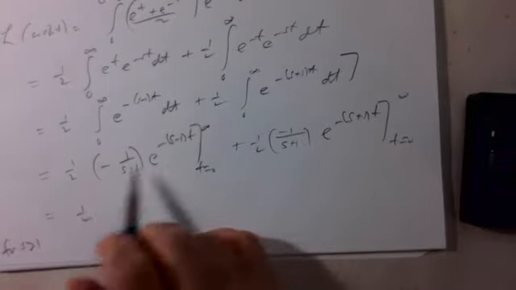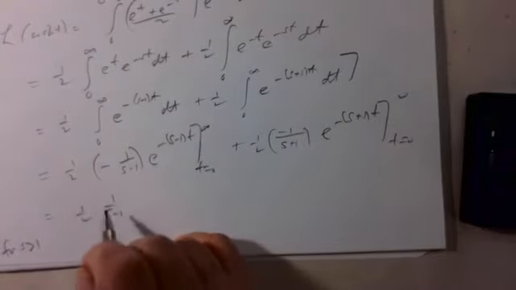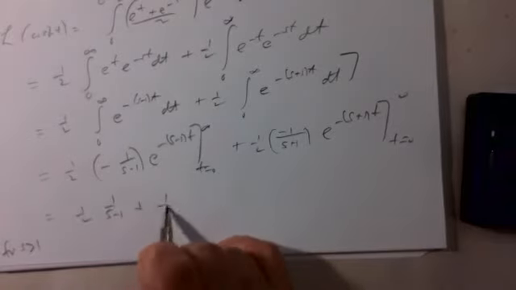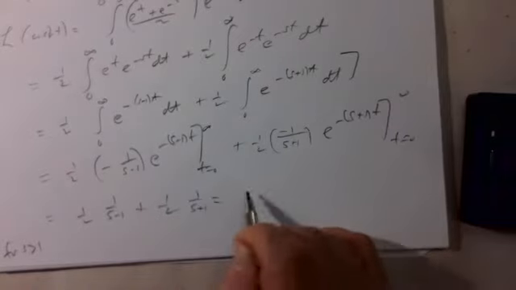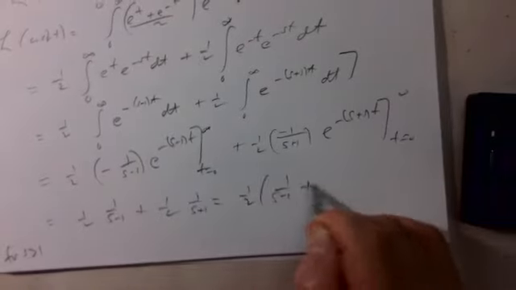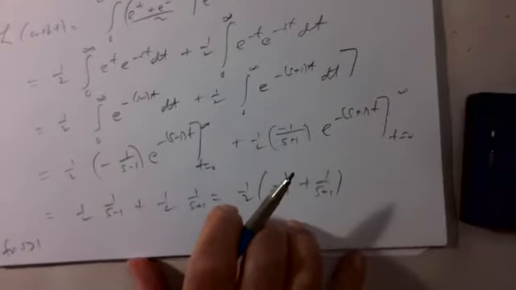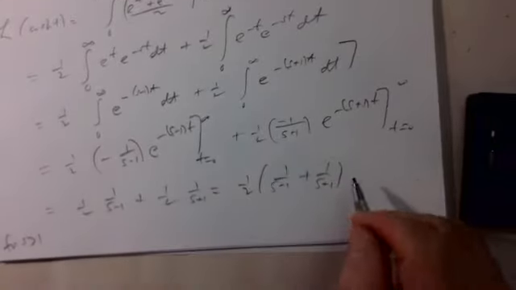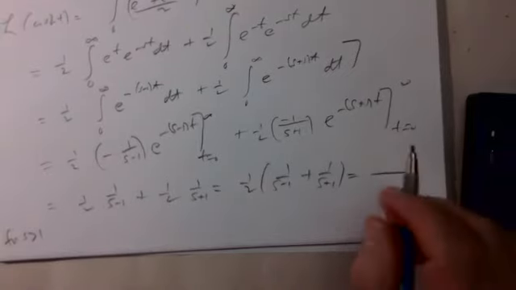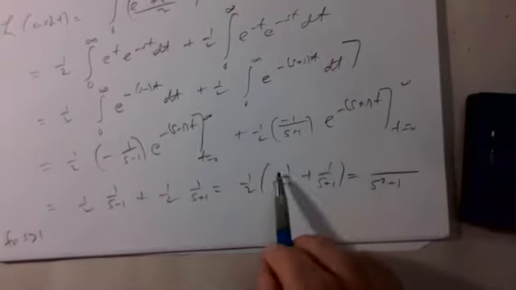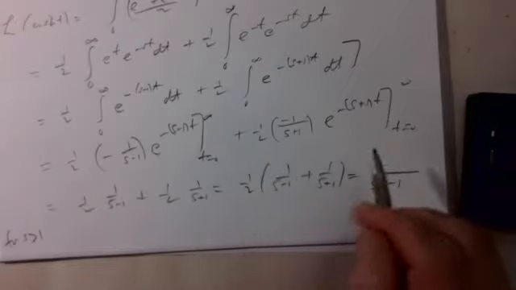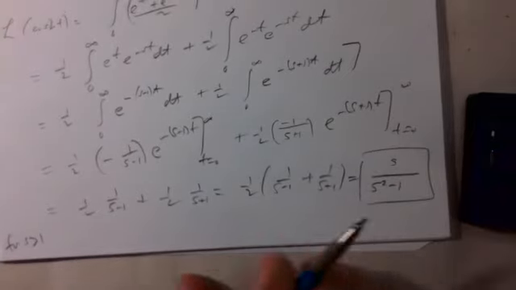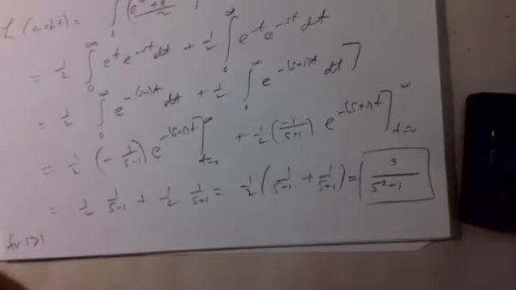So what you get is 1/2, 1 over s minus 1, plus 1/2, 1 over s plus 1. So that's 1/2 times (1 over s minus 1, plus 1 over s plus 1). And if you put it over a common denominator of s squared minus 1, you get s plus 1 plus s minus 1, which is 2s. The 2 cancels the 2, and you just get an s here. So that's the calculation of the Laplace transform.